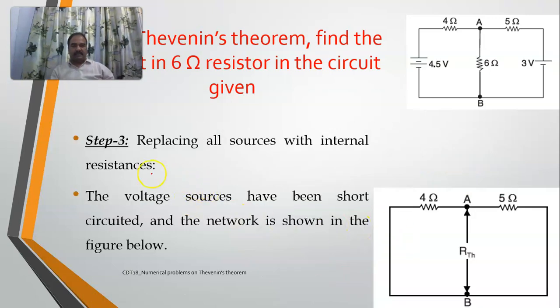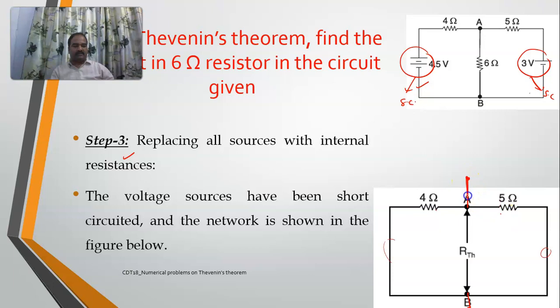Then step number 3 is we should replace all these sources with internal resistances. Now I do have 2 sources. This is one source, this is the other source. I'll replace them with their internal resistances, which means that they will be short circuited. Ideally, they will be short circuited. And so this is my A terminal, this is my B terminal. I'm just shorting this one. And here also I'm shorting.